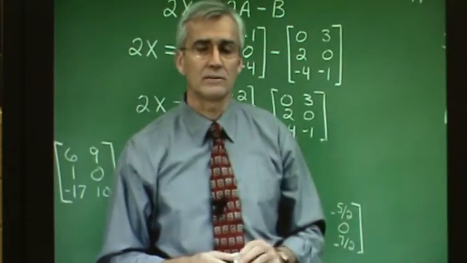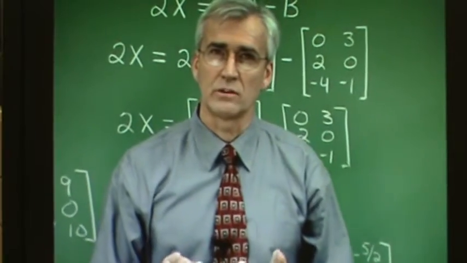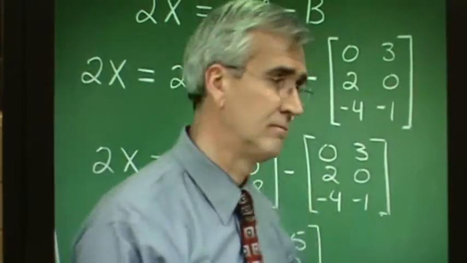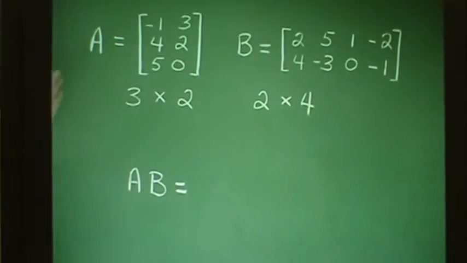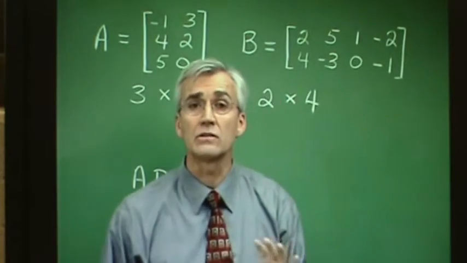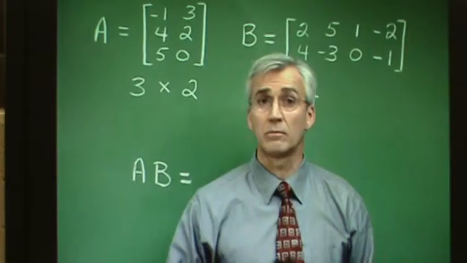Now let's talk about a different kind of multiplication. The multiplication of two matrices, but it's not scalar multiplication. Here we have a matrix A and a matrix B. The first thing I'd like you to notice is that they are not the same order. Order is really important in this process of multiplying matrices.